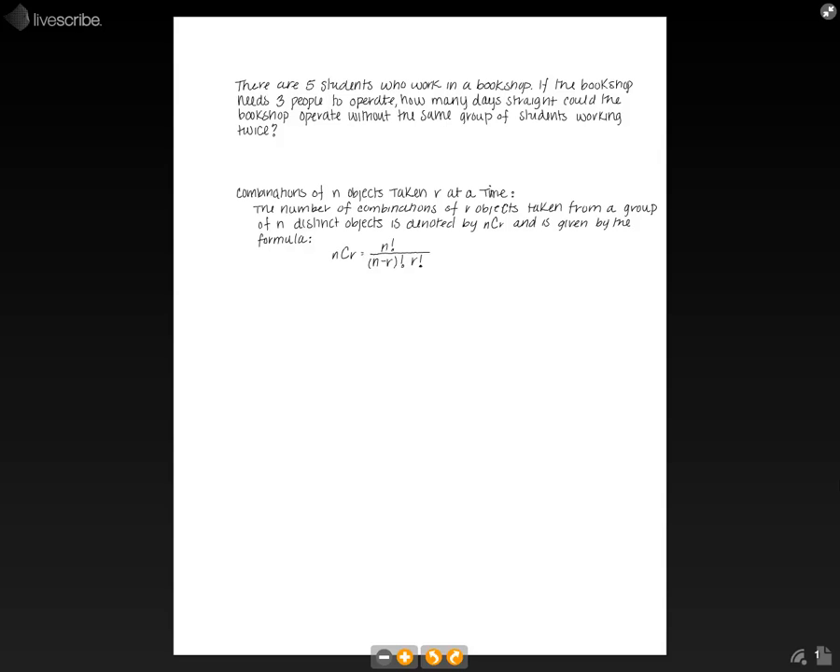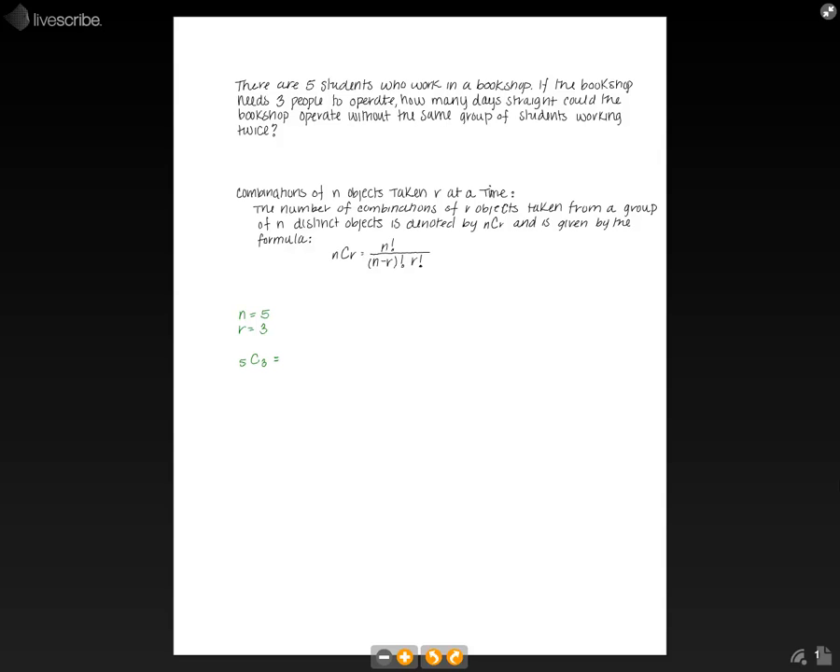So, since our objects are students, and we have 5 students, that means in our situation n is equal to 5. And we're taking them 3 students at a time, since it takes 3 students to operate the bookstore. So that means that our r is equal to 3. So what we're trying to find is 5C sub 3.